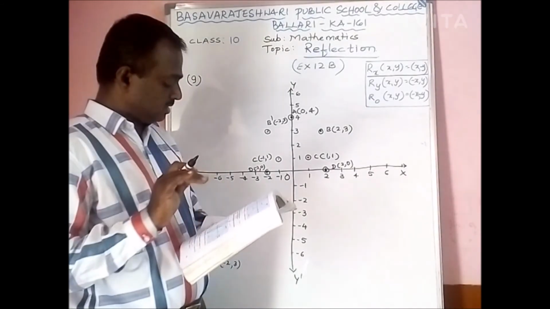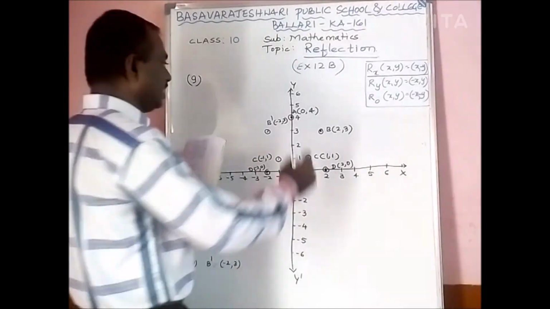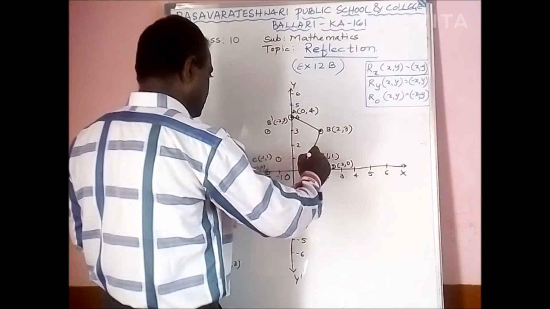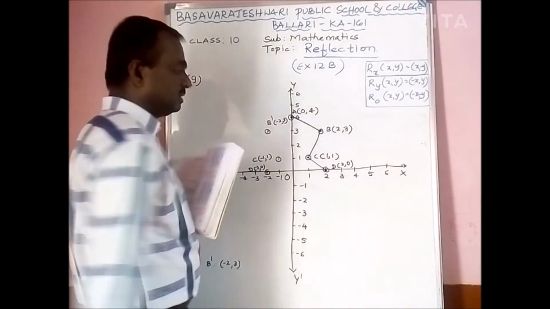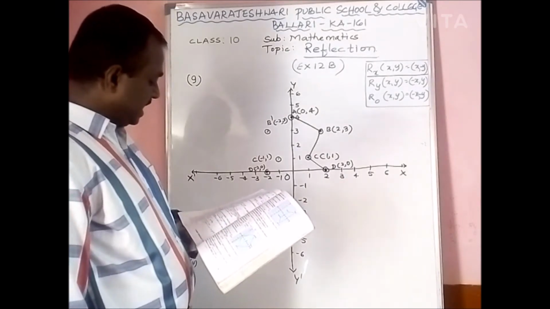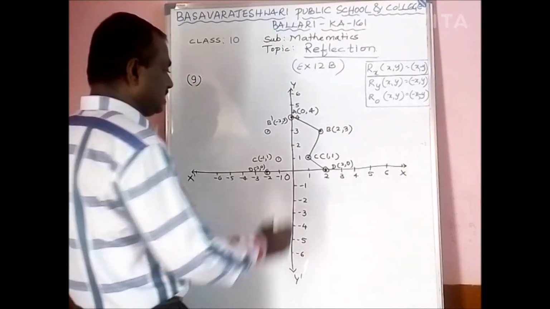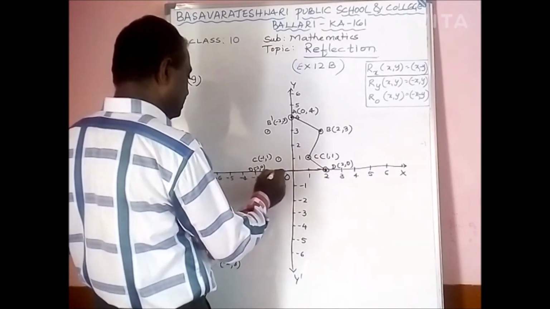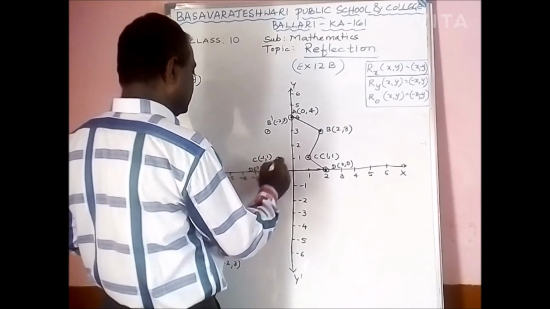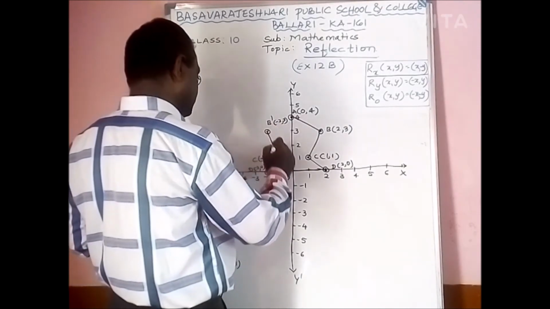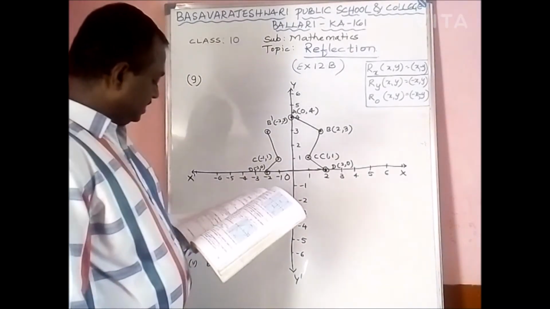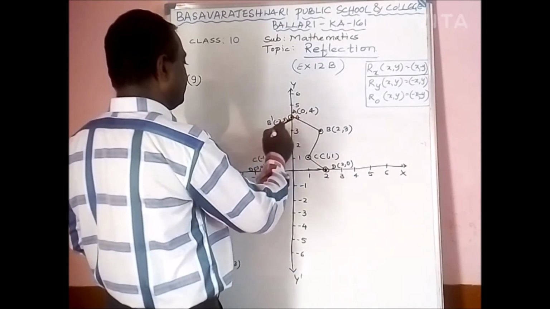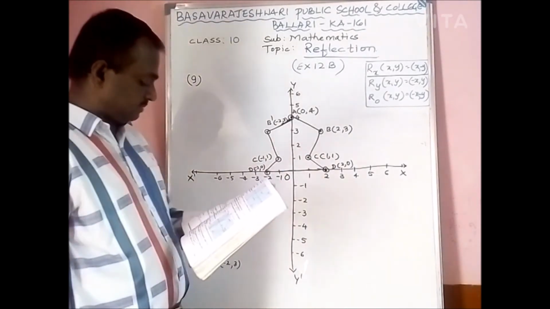Third question. Join the points A, B, C, D. First you will join A, B, C, D. Okay. Afterwards D dash, C dash, B dash. Okay. Afterwards A. So you have to join to the A. So this is the figure.